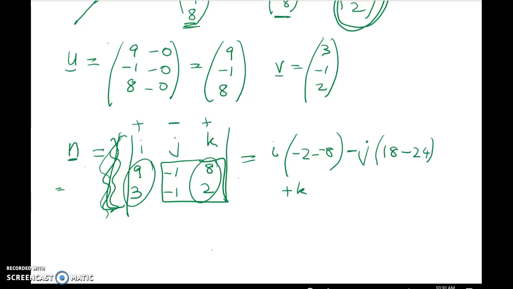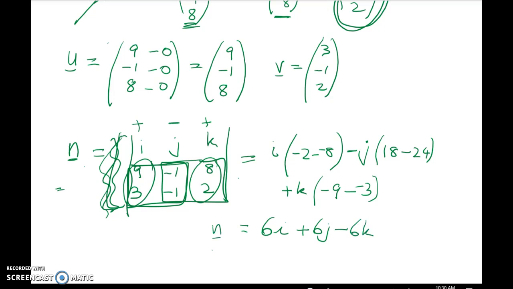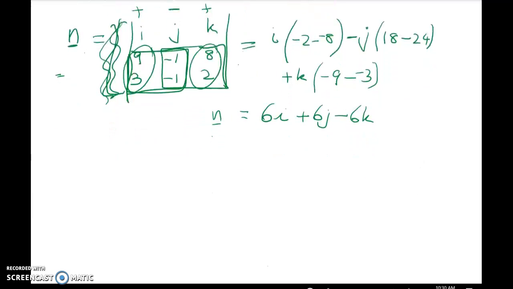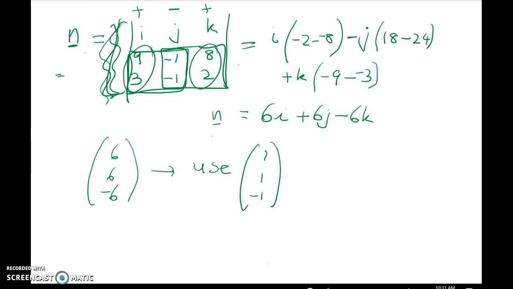Plus the last one, here's k, and we're working with this little block here, so it's going to be -9 minus -3. And that gives me my normal vector of 6i minus -6, so plus 6j, minus 9 plus 3, minus 6k. So we're just about finished. Writing that in column format, we get (6, 6, -6). And so instead of all the 6's, I'm going to use (1, 1, -1).